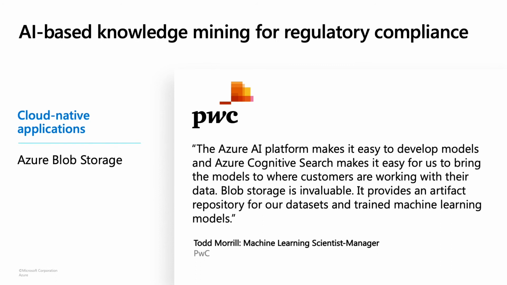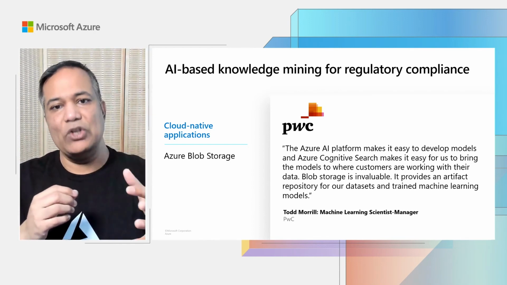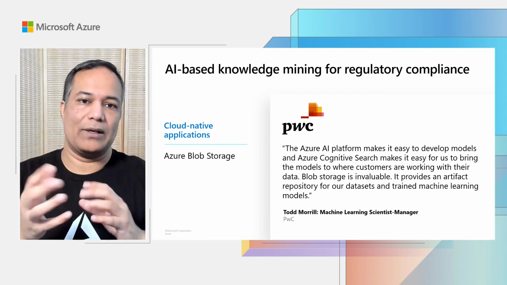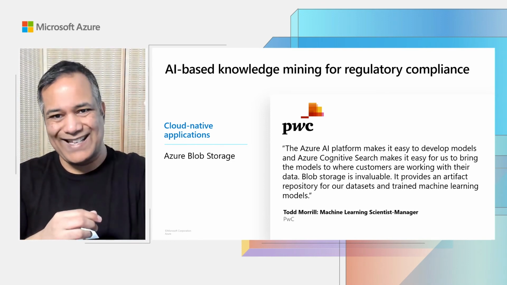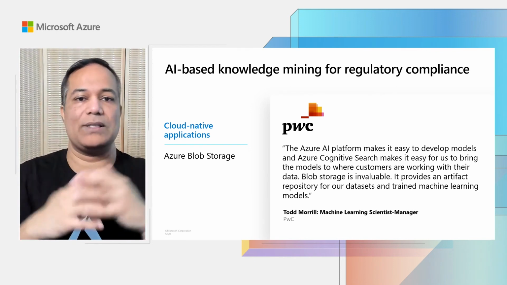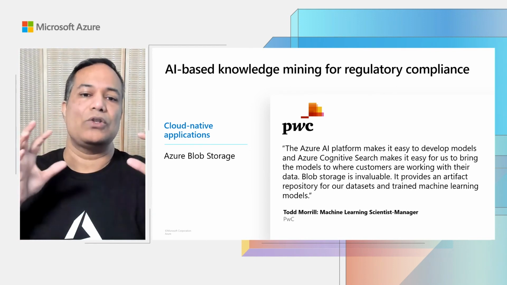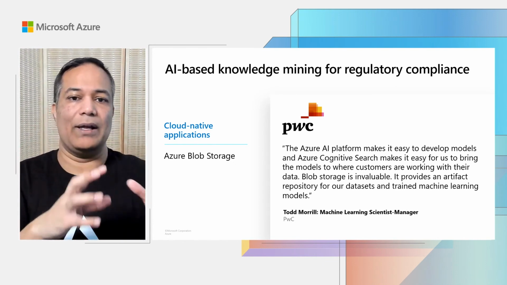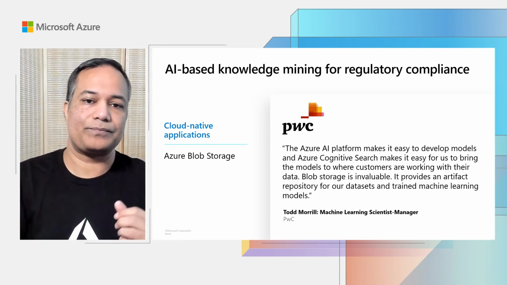An example of a customer that uses blob storage and Azure Cognitive Search is PwC. They have a regulatory compliance archiving application. Data gets uploaded into Azure Blob Storage, and it gets processed by Cognitive Search. They use the existing Cognitive Search capabilities as well as their custom machine learning models integrated with Cognitive Search to really build a flexible, powerful, and scalable compliance archiving application.